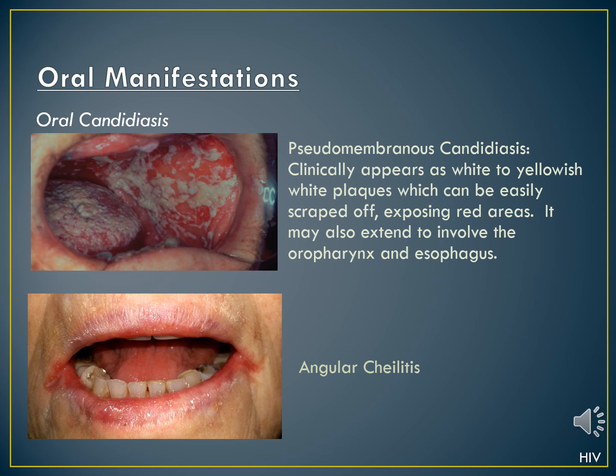The first one is pseudomembranous candidiasis. This clinically appears as white to yellowish white plaques which can be easily scraped off, exposing red areas. It may also extend to involve the oropharynx and esophagus. And this oral pseudomembranous candidiasis usually occurs in the tongue and also on the buccal mucosa. Next is angular cheilitis. Angular cheilitis is the redness at the angle of the lip.